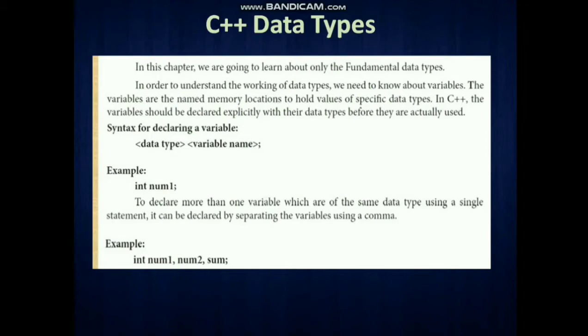Syntax for declaring a variable: we have to mention the data type. Data type means integer or character or float or double, any one from here. Then the variable name. Variable name means a, b, c, name, age, total mark, average. These are all variable names. For example, to declare a variable, we first give the data type and then the variable name. Like that we declare our variables in C++.